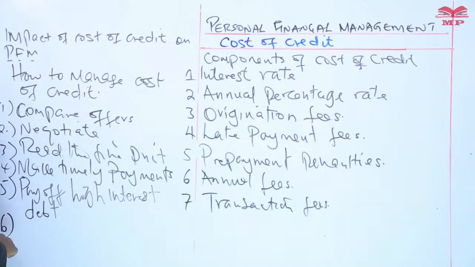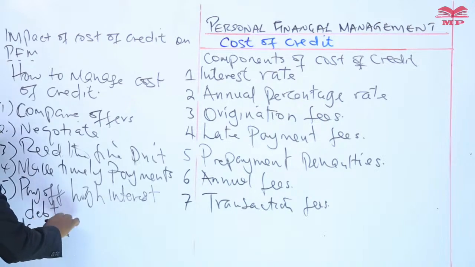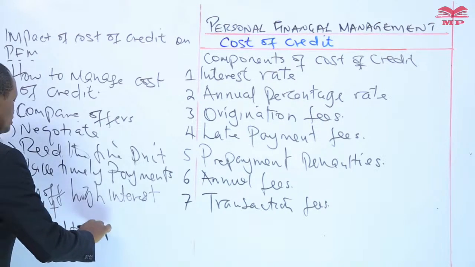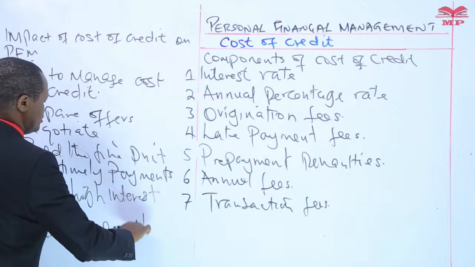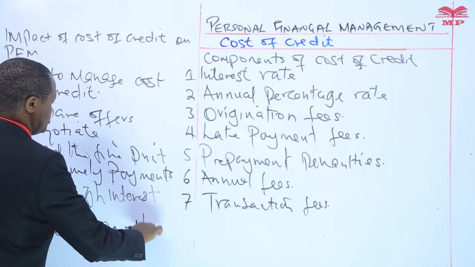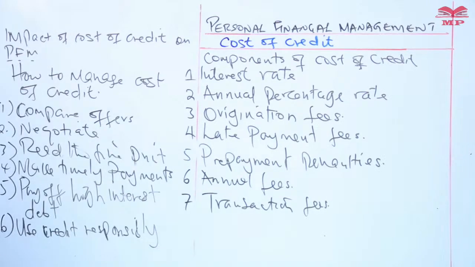6. Use credit responsibly. Use credit responsibly. Avoid impulse purchases and overspending to manage credit utilization ratio, and also avoid falling into debt. Avoid falling into debt.